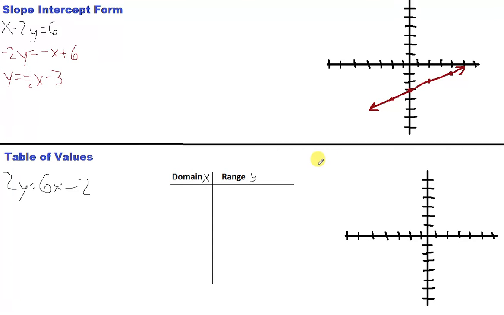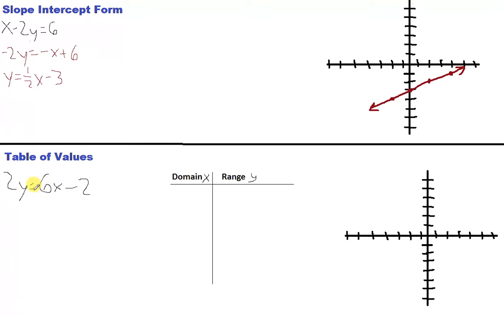Okay, that's one way. And now we're going to go down here to the bottom and do a table of values, which I don't like as much. I usually don't go for it, but it is a good way if you want to figure out the exact points instead of having to kind of guess the points like you would with slope-intercept form, going up 1, right 2, and such. This way you find out what the exact points are every time. And I'll show you what I mean here.